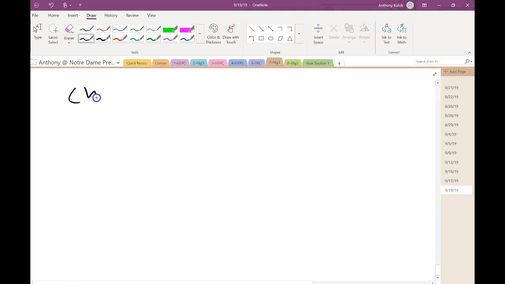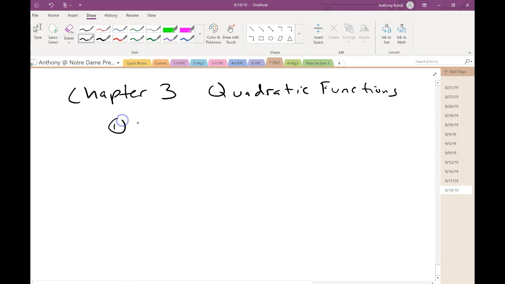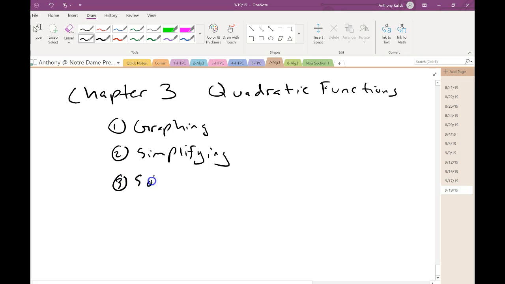So the next set of material is about quadratic functions. So as we've talked about, every time we talk about one of these function groups, we're going to be mainly focused on these three skills.